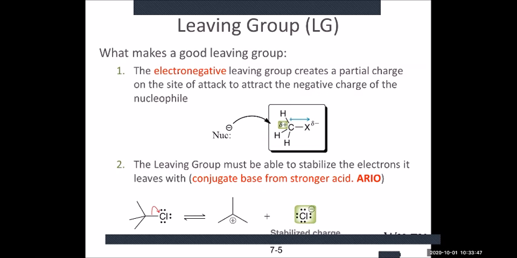Okay, so the leaving group. The leaving group is very important because for the reaction to shift to the right-hand side, the leaving group has to be fairly stable. There are actually two things we need to consider. First of all, the leaving group before the reaction. It is part of the structure. This is a reaction where you have a nucleophile attacking the carbon that is attached to a leaving group.